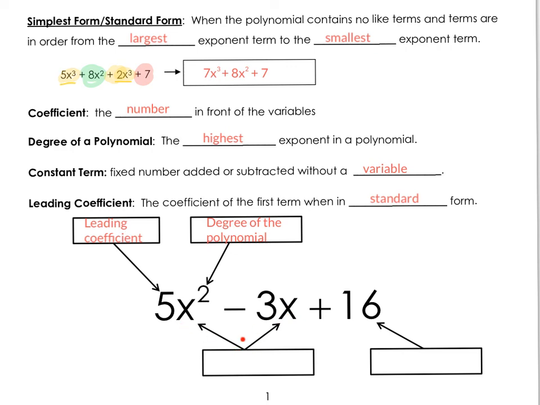Then this thing down here, this is pointing to here and here. Well, that's pointing at my x. The x there is the variable. And lastly, I have this out here, the number by itself, no variable. That's the constant term. Okay, now we'll use this some more in class.